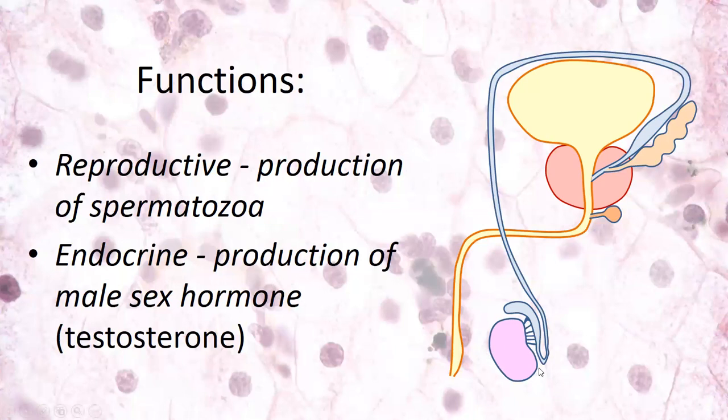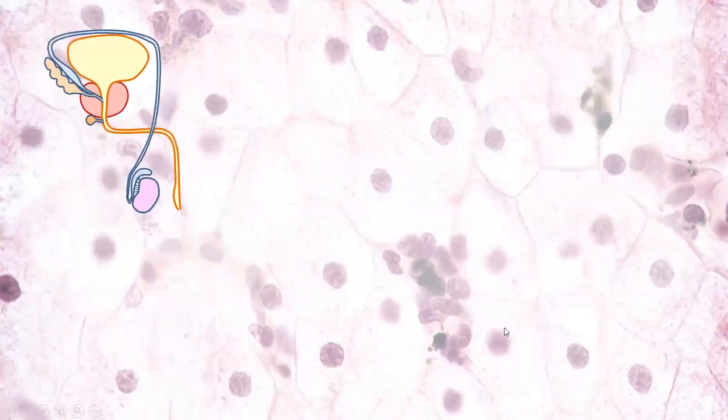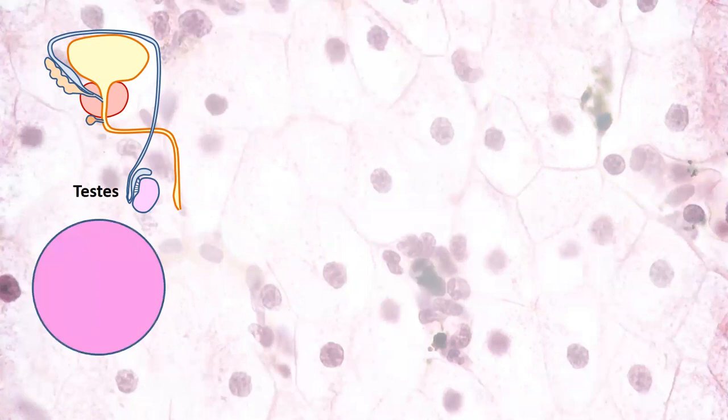So the testes are mixed glands which provide reproductive function, production of spermatozoa, and endocrine function, production of hormones. Other organs help in providing these functions and are accessory organs of the male reproductive system. So how are they related? The main gland of the male reproductive system is the testis, and its main function is production of spermatozoa, which are necessary for reproduction.